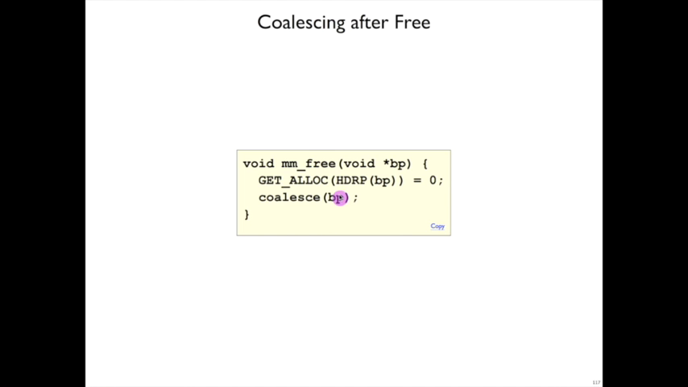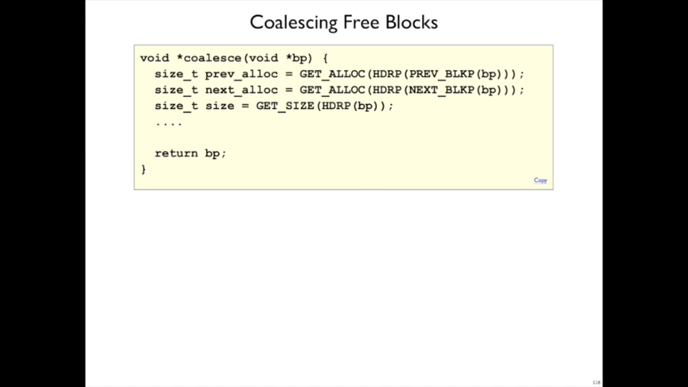And then finally in free, that is the part that we're trying to set up. So free still sets the allocation bit to 0 to say that now this block is not allocated, but then it calls coalesce, which is the interesting part. Coalesce has to deal with those 4 cases, and those 4 cases depend on whether the previous block is allocated and the next block is allocated.